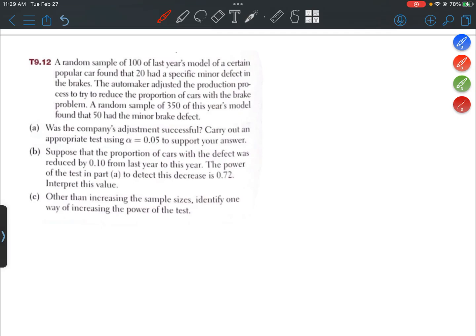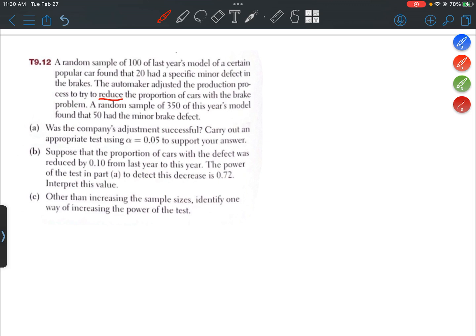T9.12. A random sample of 100 of last year's model of a certain popular car found that 20 had a specific minor defect in the brakes. The automaker adjusted the production process to try to reduce the proportion of cars with the brake problem. A random sample of 350 of this year's model found that 50 had the minor brake defect. Was the company's adjustment successful? Carry out an appropriate test using alpha 0.05 to support your answer.